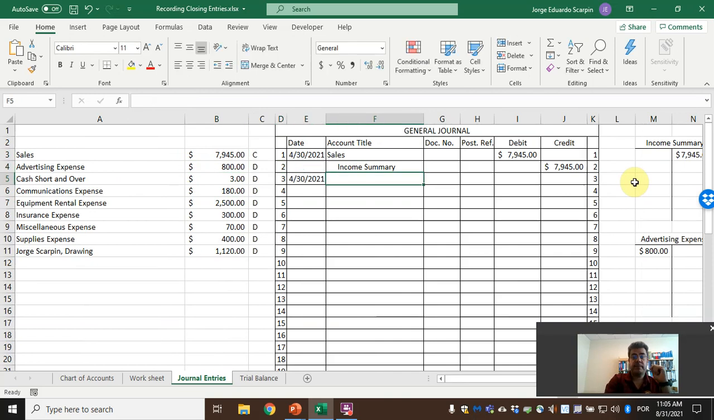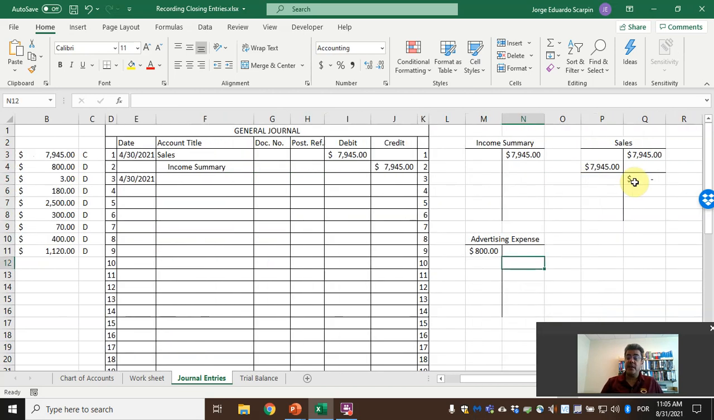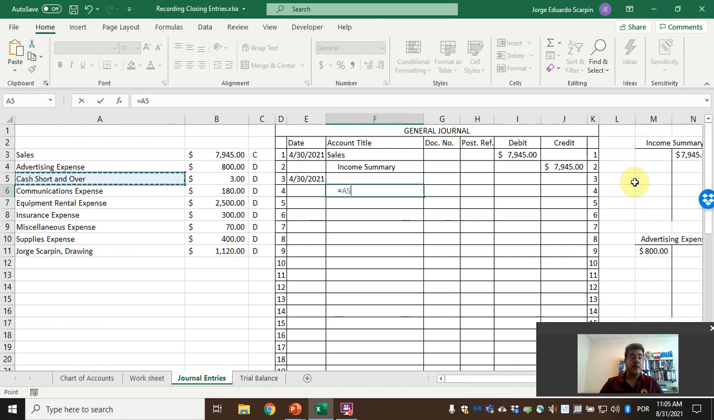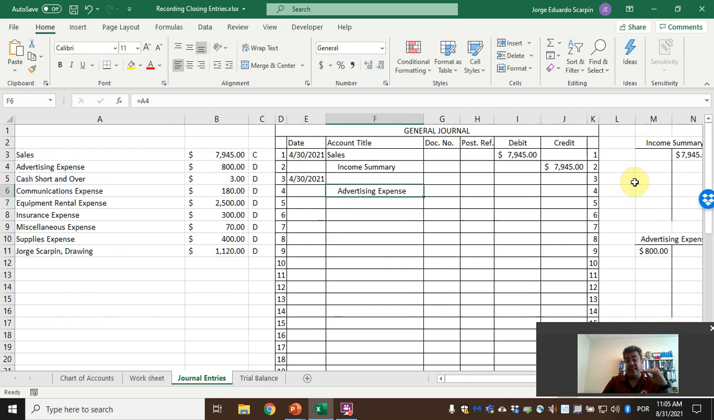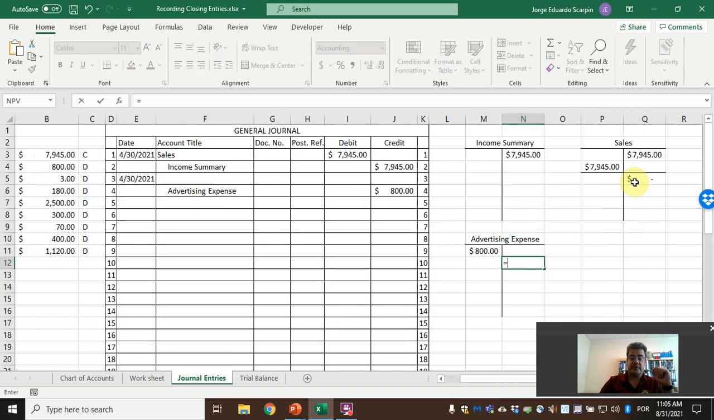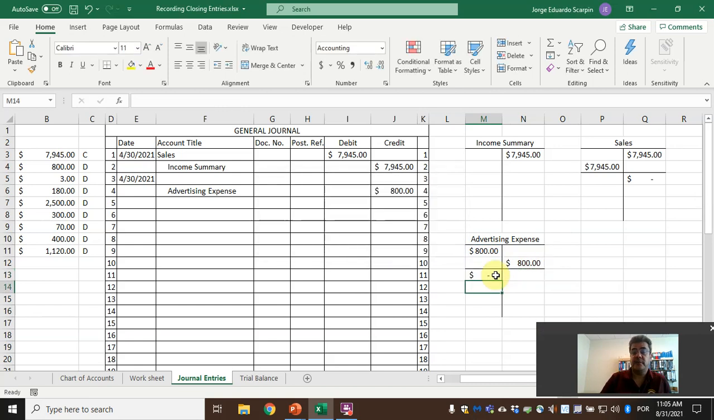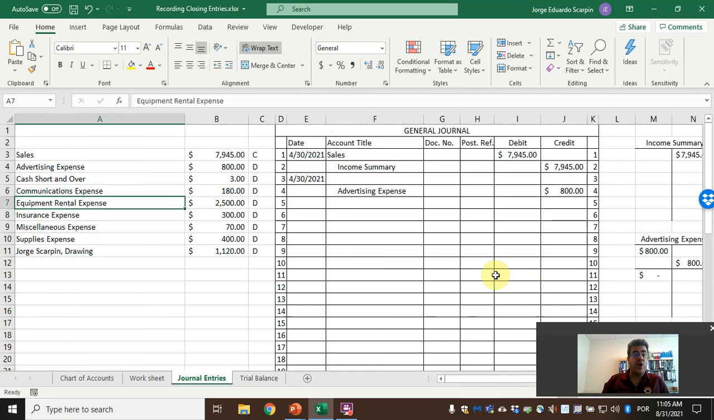April 30th. To close this advertising expense here, we need a credit. So our credit here, advertising expense. We have no idea about the debit yet, so let's skip it. We need a credit, 800. Advertising expense, credit, 800. How much our total? Sum of debits less sum of credits. Nothing. And we do the same with all of these ones.